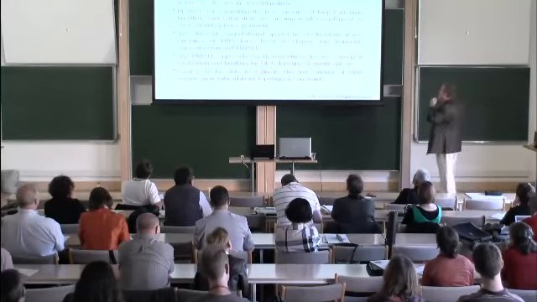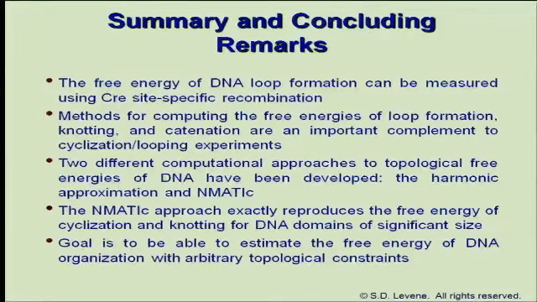So I'm probably out of time. Let me just quickly summarize that we now think we have a good method for measuring the free energy of DNA loop formation, potentially one that can be applied in living cells, and that's to use Cre site-specific recombination. We need methods for computing the free energies of loop formation and other topological states as a complement to those experiments. And we're very pleased that we think we have such a method.